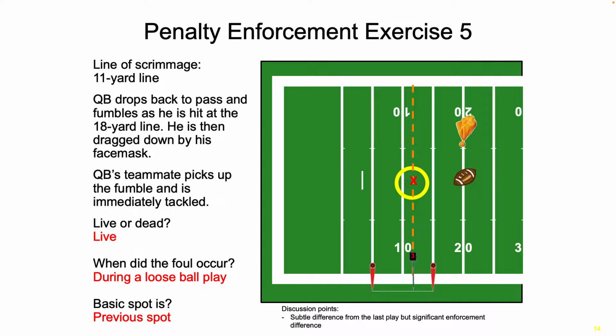So notice the subtle difference here between this play and the last play. It was almost the same. We have a face mask foul at the tackle. But that fumble behind the line of scrimmage caused the type of play to move from a running play to a loose ball play. Therefore, the enforcement spot was changed from the end of the run to the previous spot, which in this case is a good chunk of yardage, 9 yards it looks like, or 7 yards. So remember, you have to get the type of play right, and then just remember what the basic spot is for that type of play, and that will give you where we are enforcing the foul.